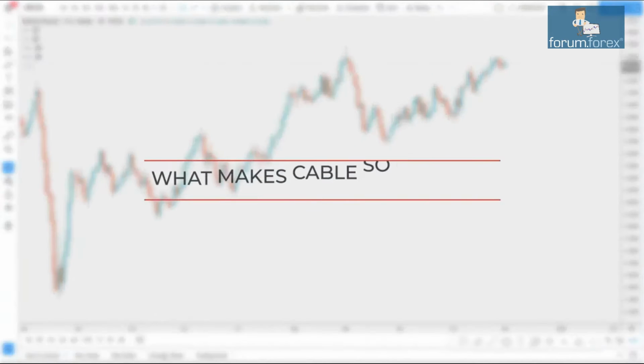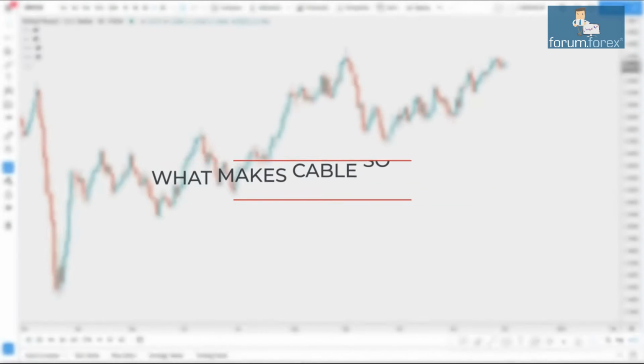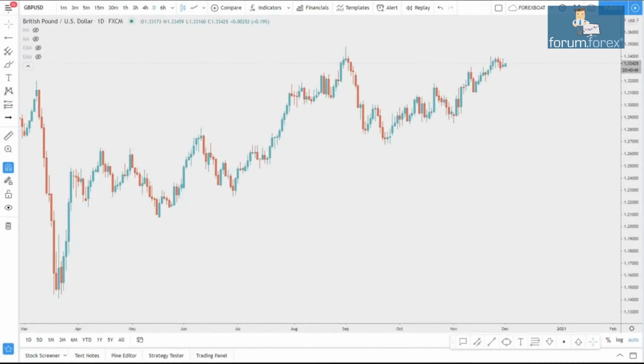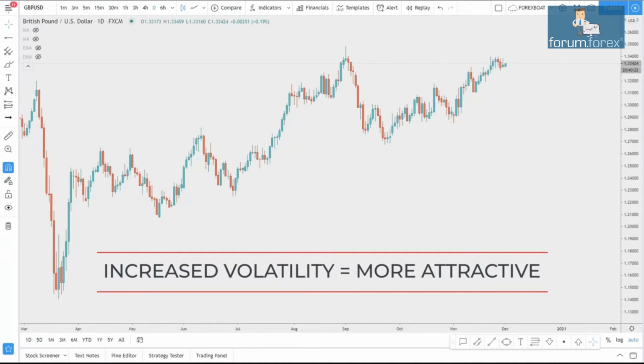What makes cable such a popular currency pair? Of course, this is the volatility that this pair provides, because if we compare it to the euro versus dollar, the volatility is much higher, thus the opportunities are bigger. While the euro dollar could move 10 pips, pound dollar could move 30 pips. So this increased volatility is what makes it attractive for traders.